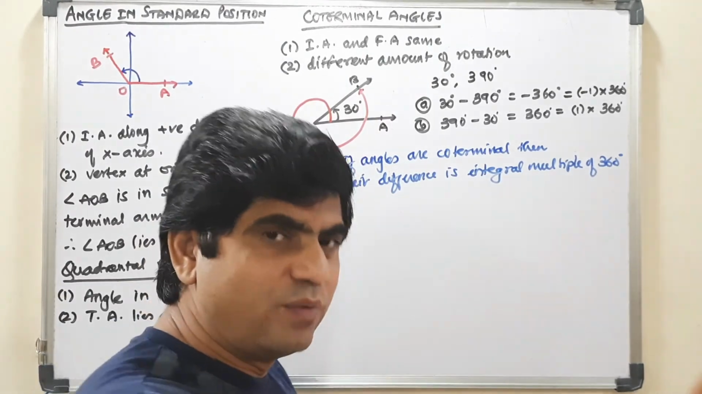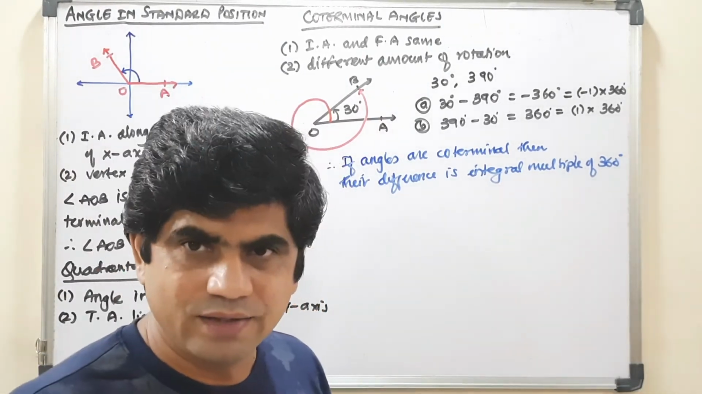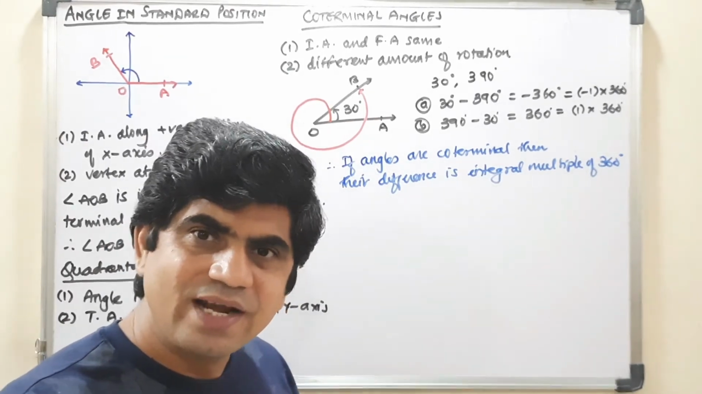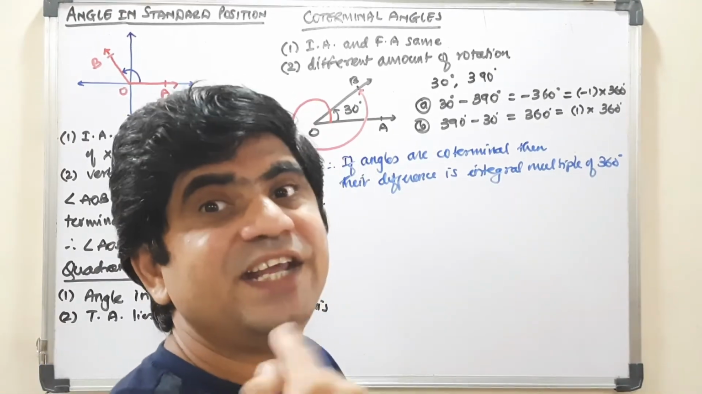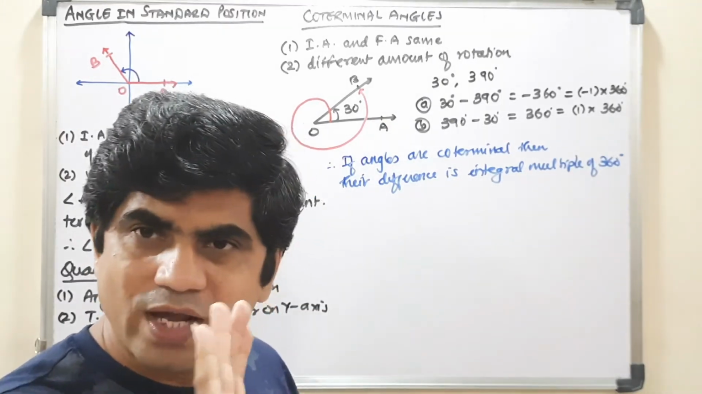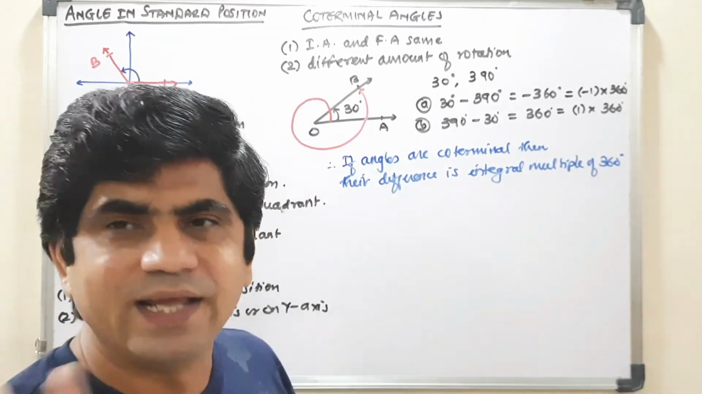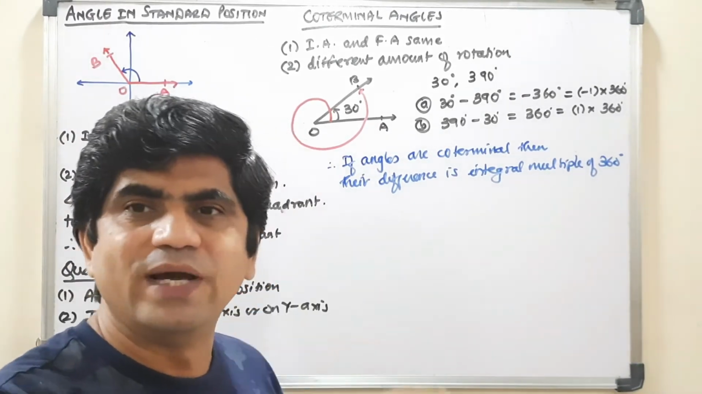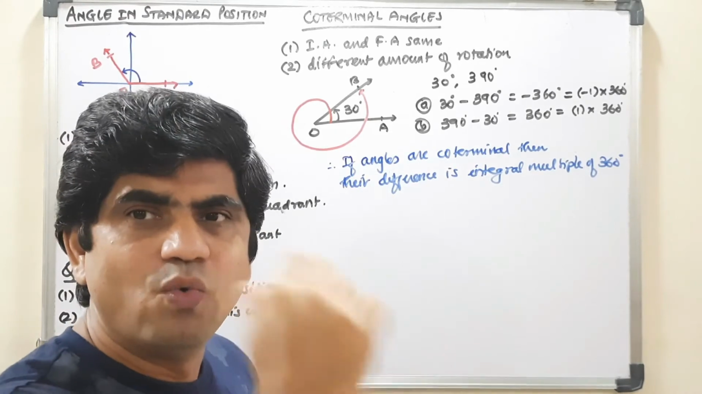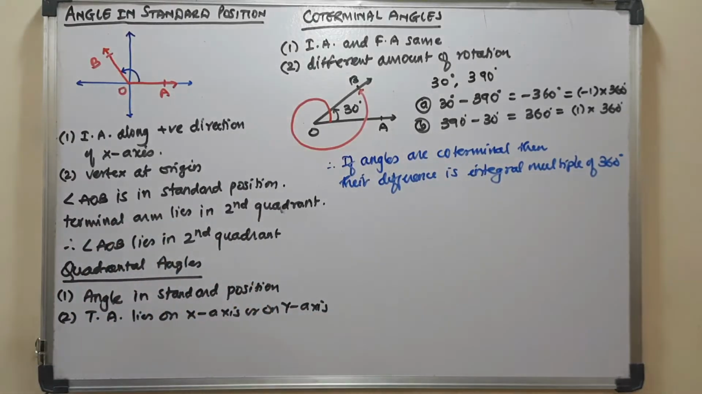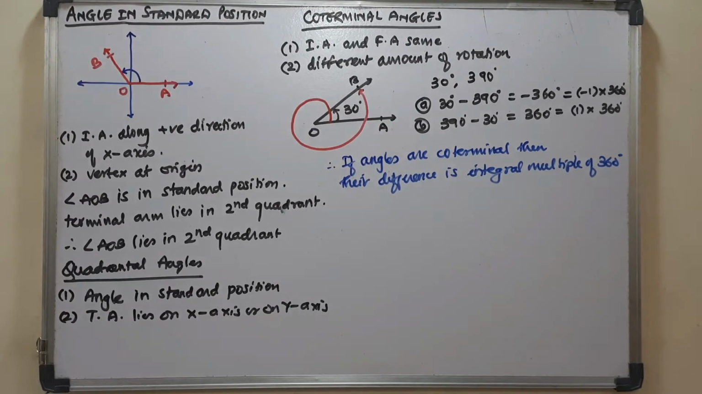It will be positive as well as negative, but an integer, meaning it will not come in fractions, no square root, no radical sign. It will be a complete number, -1, -2, -3 and so on, 1, 2, 3 and so on. Okay, so that is coterminal angle.